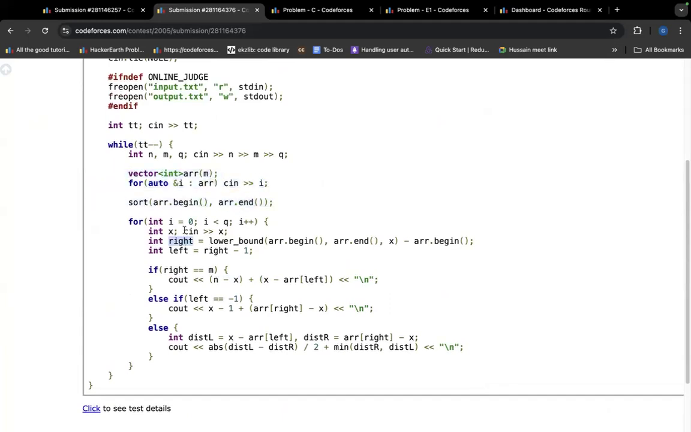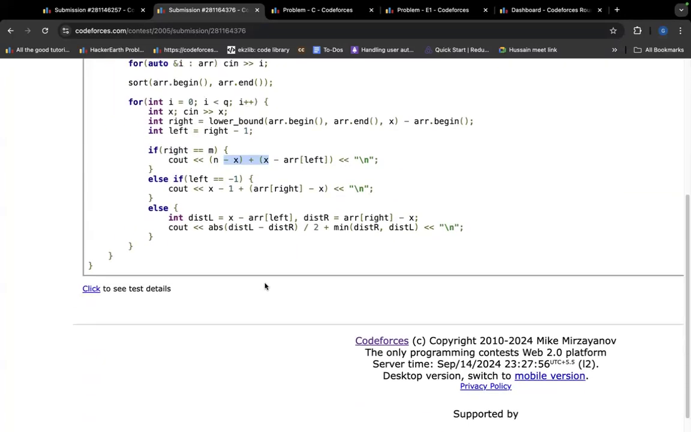After that, I say that my right index is just, now since nothing is the same, I can use upper bound or lower bound. I'm using lower bound minus arr dot begin. After that, I'm just saying the index of the left element is right minus 1. Now, if right is equal to m, meaning that there is no teacher towards the right, because the indices are from 0 to m minus 1, right? I am just printing n minus arr of left. This minus x and plus x gets cancelled, so ignore that.